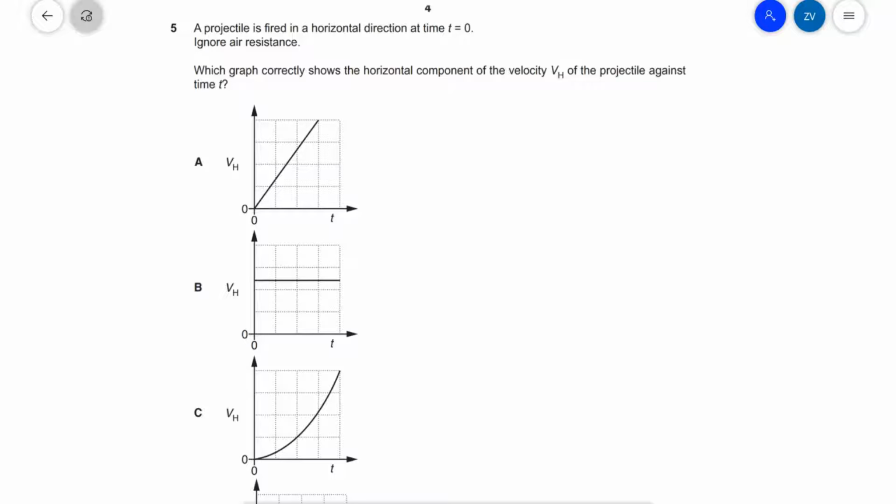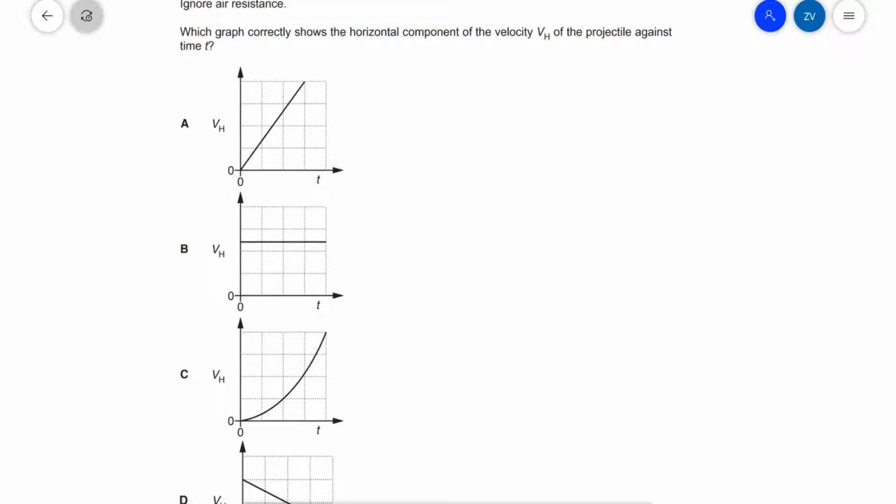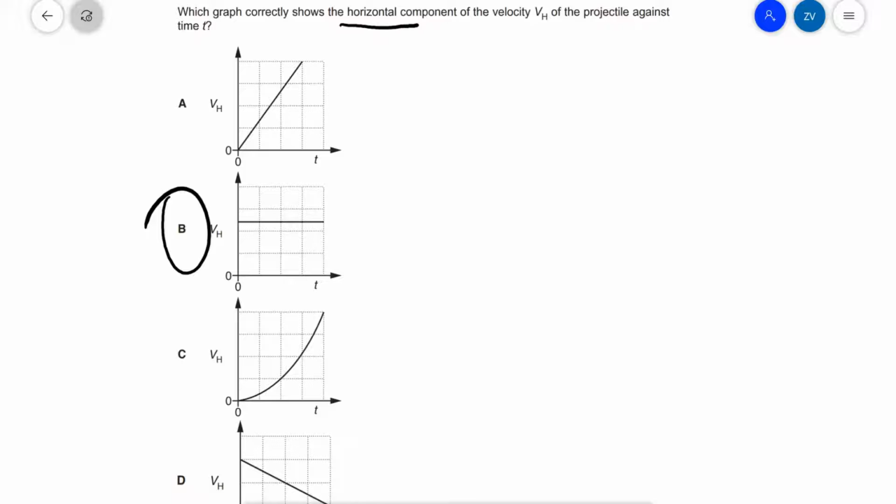Question 5. A projectile is fired in a horizontal direction at time t equals 0. Which graph correctly shows the horizontal component VH of the projectile? Well, if there's no air resistance, the horizontal component is going to be constant. So there is going to be constant velocity in the horizontal direction because there are no forces acting in the horizontal direction. So in this case, the correct answer is B, because that's the only graph which is not actually changing.